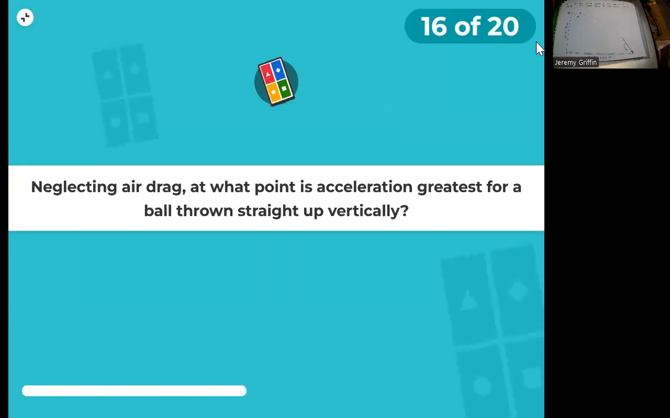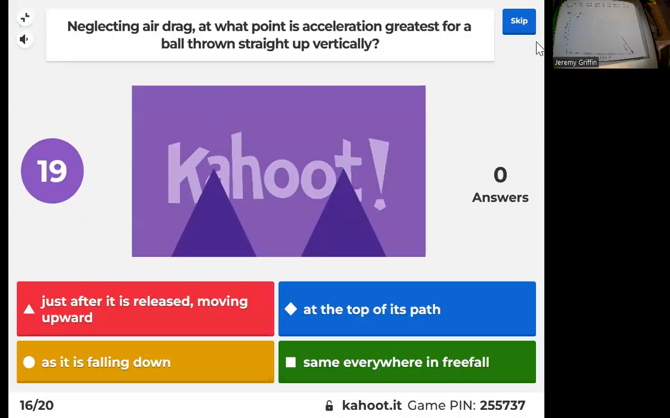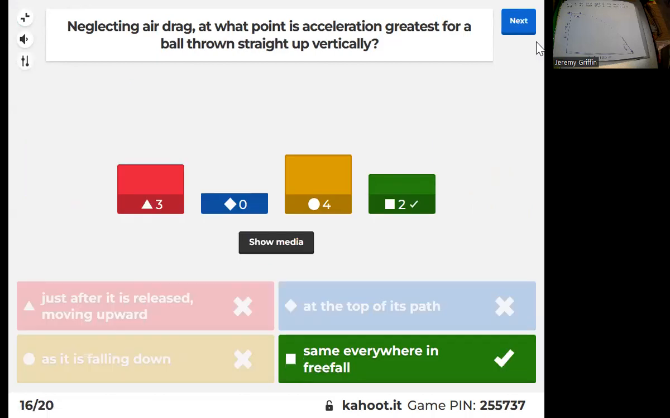All right, Evan, still on the lead. Neglecting air drag, which we always do. At what point is acceleration greatest for a ball thrown straight up vertically? Yeah, it's the same everywhere.